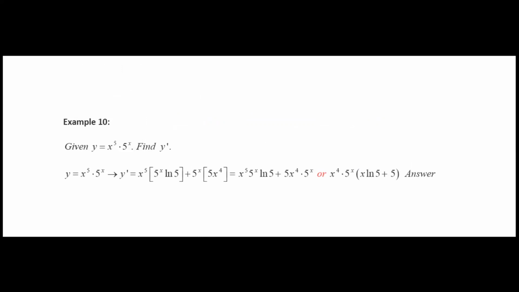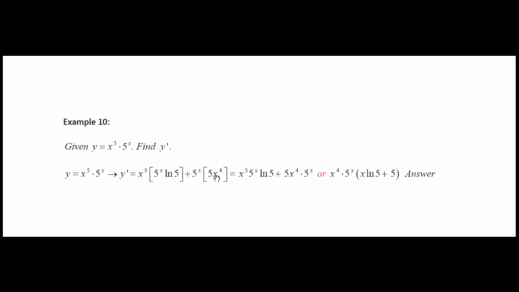Let's look at this. This is a product rule problem, okay? So let's use the product rule. The derivative of this will be the first times the derivative of this. Now, what is this? 5 to the x, ln of 5. Of course, the derivative of x is just 1, plus a second, 5 to the x times the derivative of x to the 5th, which is 5x to the 4th.